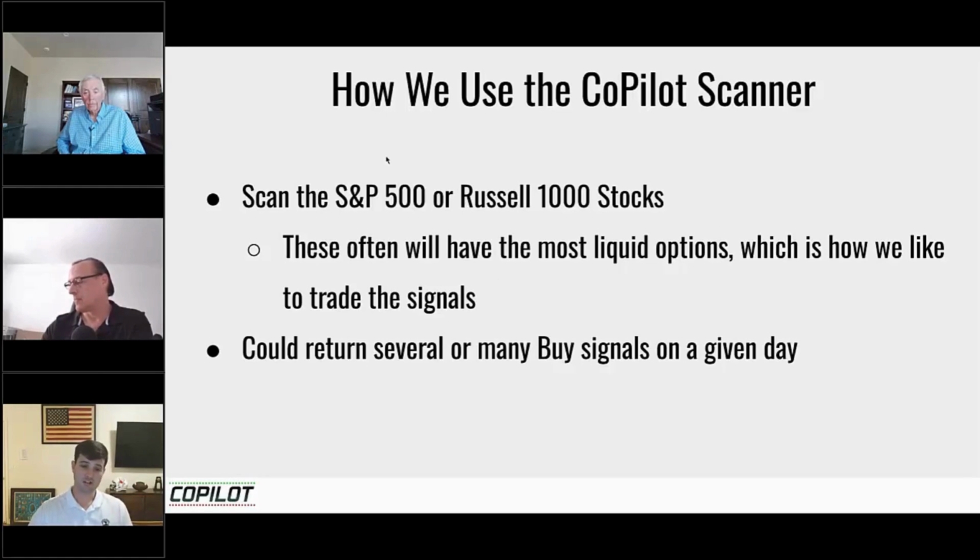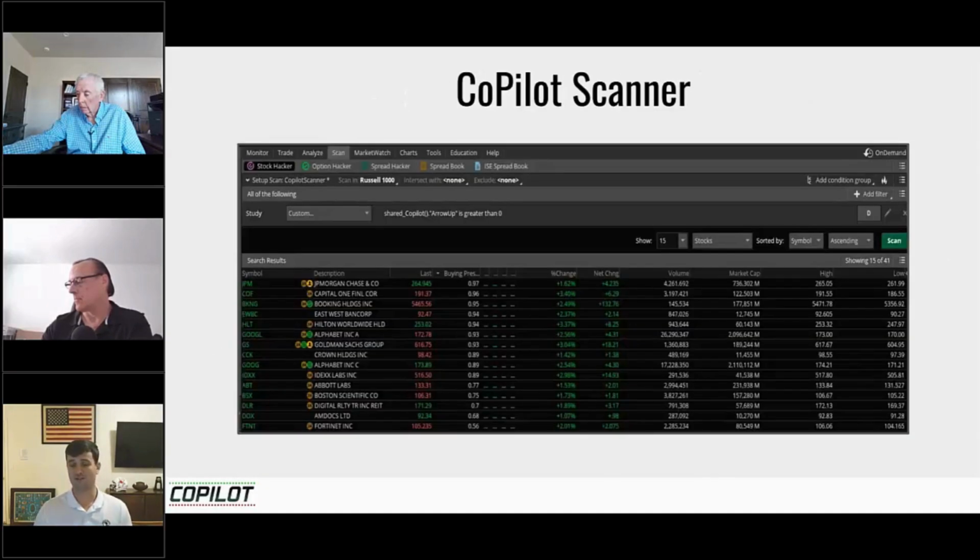So when our team is using this, Chuck and myself and Helene and others on our team, we generally like to scan either the S&P 500 or Russell 1000 indexes. We do this because most often these are going to have the stocks with the most liquid options, which is how we like to actually trade these CoPilot signals, utilizing options. And keep in mind, when you scan a larger index like the S&P 500 or Russell 1000, this could very easily return several or many buy signals on any given day. So that's truly where those secondary trend confirmation charts really come into play to help you out.